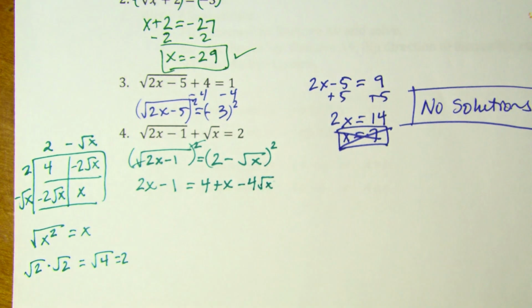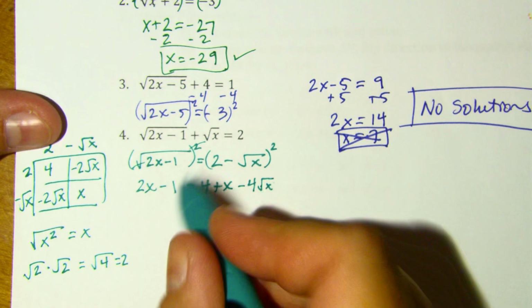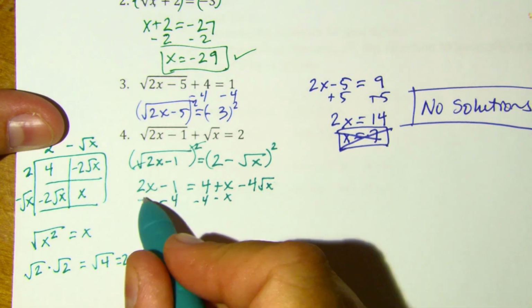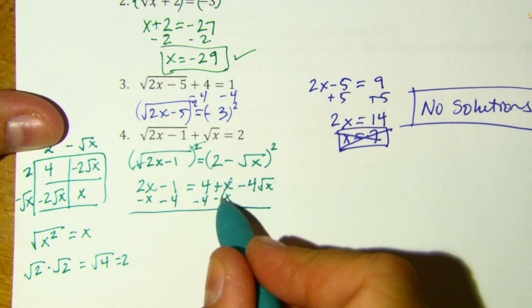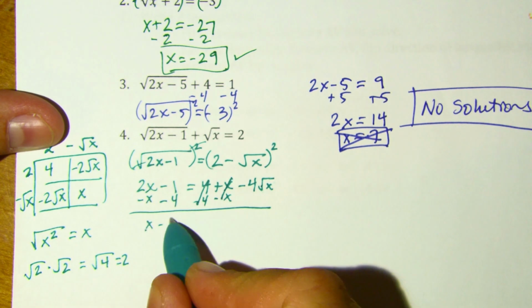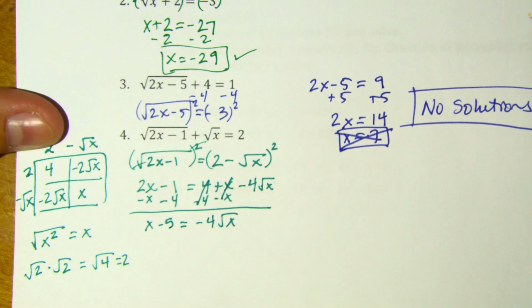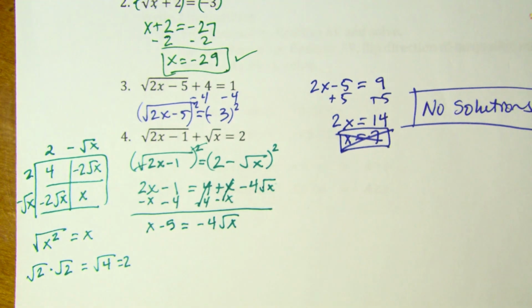So what I want to do is try and get that square root by itself. So I'm going to go ahead and subtract 4 from both sides. I'm going to subtract x from both sides. Those cancel, and I'm left with x minus 5 is equal to negative 4 square root x. And now I'm going to go through that process again. I'm going to square both sides of my equation.